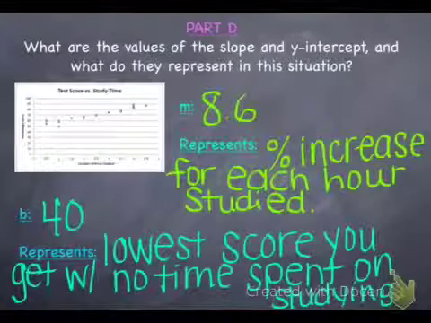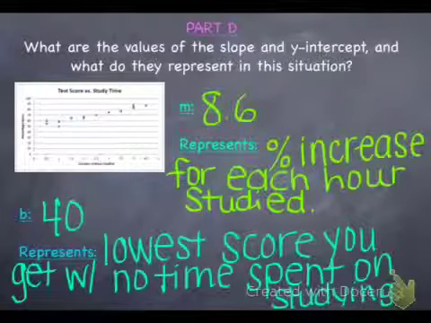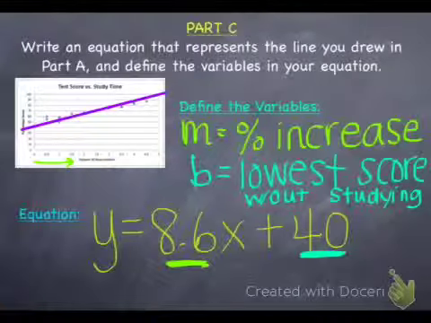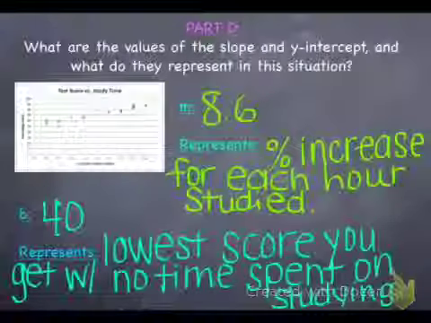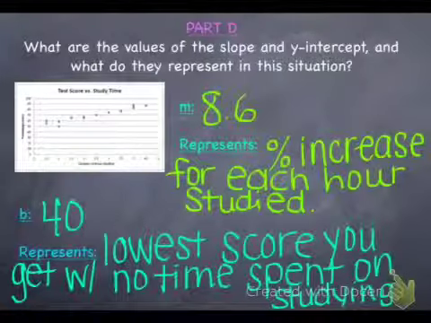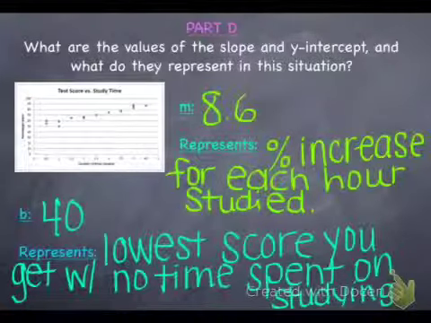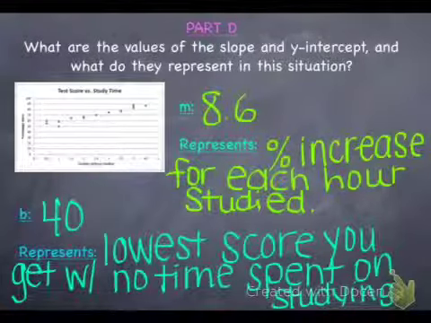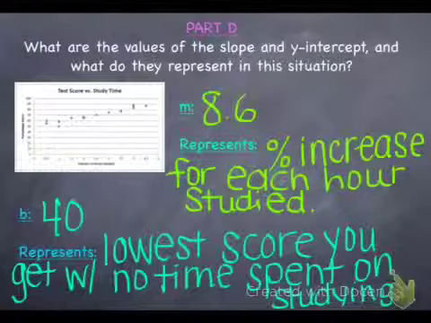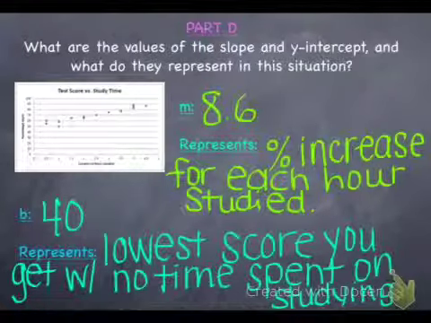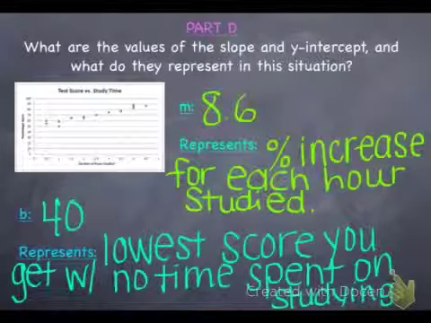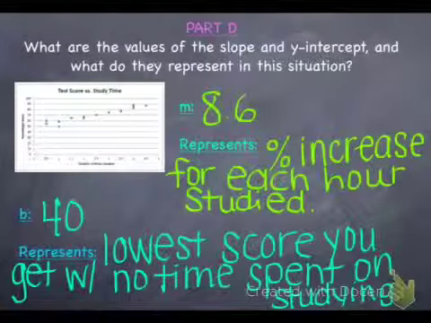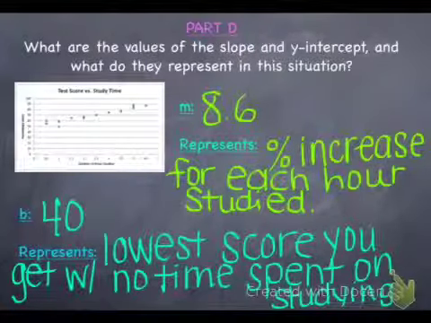So part D, I feel like they're asking us the same question, but what are the values of the slope and the y-intercept, and what do they represent? So going back to what we talked about before, I just elaborated a tiny bit. Our slope is 8.6, and what that meant is that for each hour that you studied, you're going to get like 8.6% higher. So if you studied for 2 hours, you get 8.6 plus 8.6 on top of your 40 or whatever you start out at. And then the 40 represents the absolute lowest score that somebody's going to get, even if they spend no time studying at all.